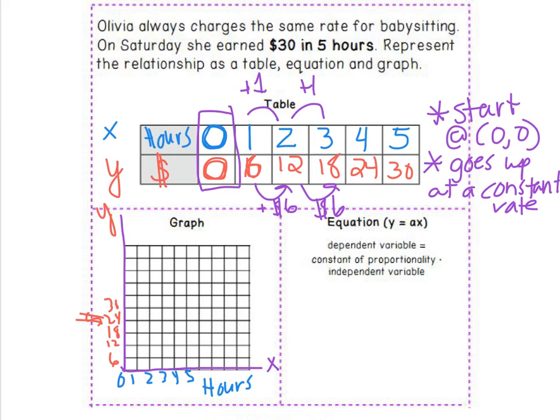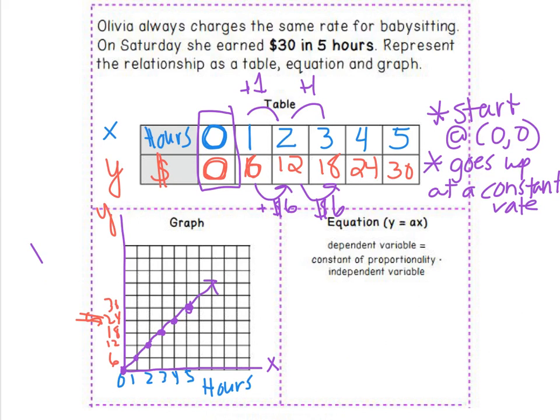And we're going to plot a point for every value in our table. So for 0 hours, she made $0. 1 hour, she made $6. 2 hours, she made 12. 3 hours, she made 18. 4 hours, she made 24. And 5 hours, she made 30. And if we connect those dots, we'll notice that we get a straight line.